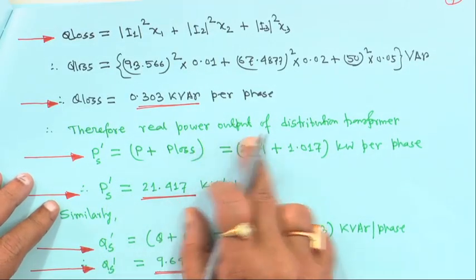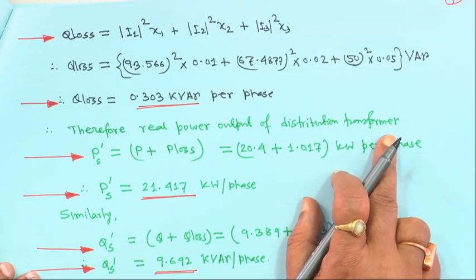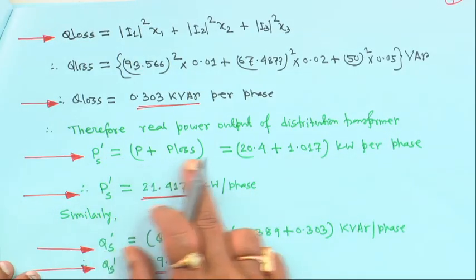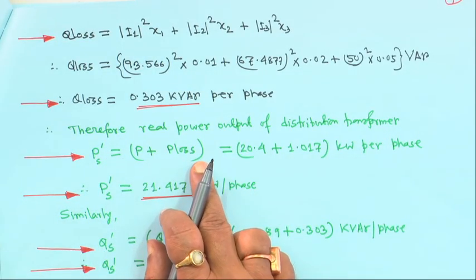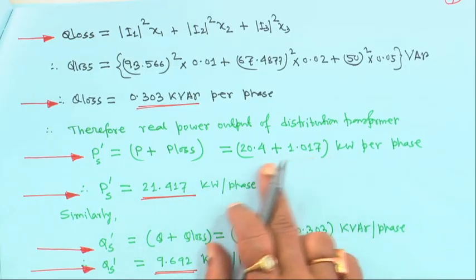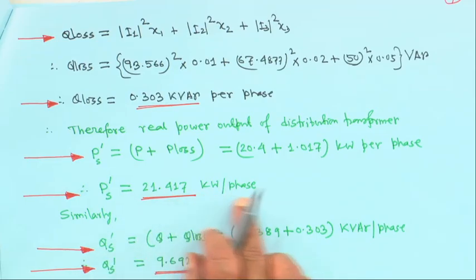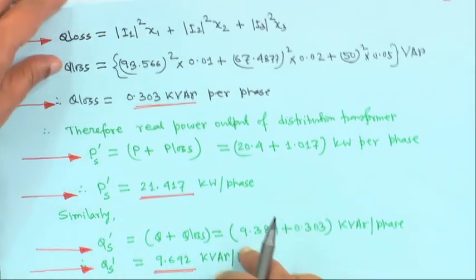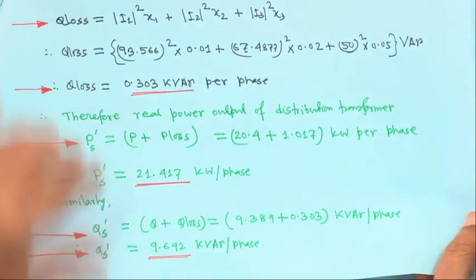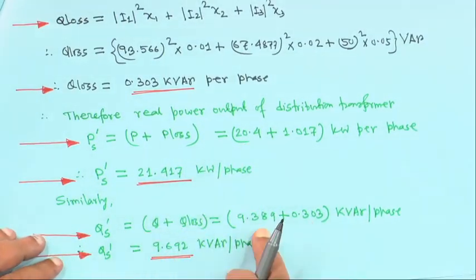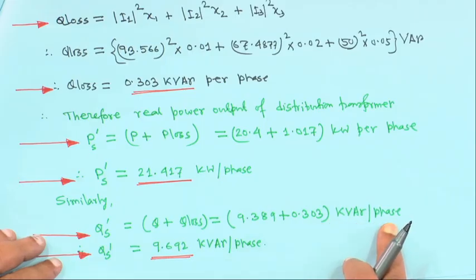Therefore, real power output of the distribution transformer, I am calling it Ps dash, should be P plus P loss, because load plus loss it has to supply. So, it is 20.4 plus 1.017 kilowatt per phase, that is 21.417 kilowatt per phase. Similarly, reactive power will be Q plus Q loss. This Q value we got earlier as 9.389, plus 0.303 kilovar per phase. That means Qs dash is equal to 9.692 kilovar per phase. So, this is Ps dash and this is Qs dash, right.